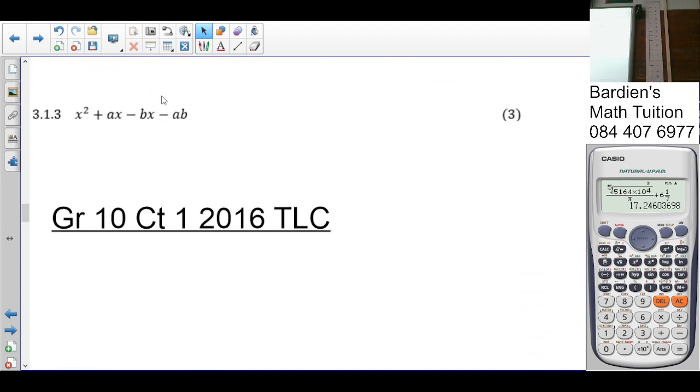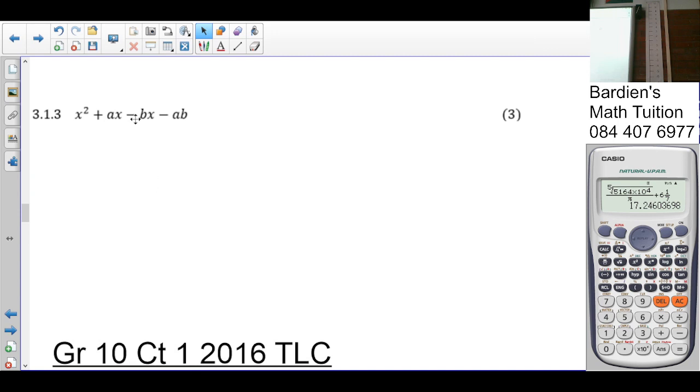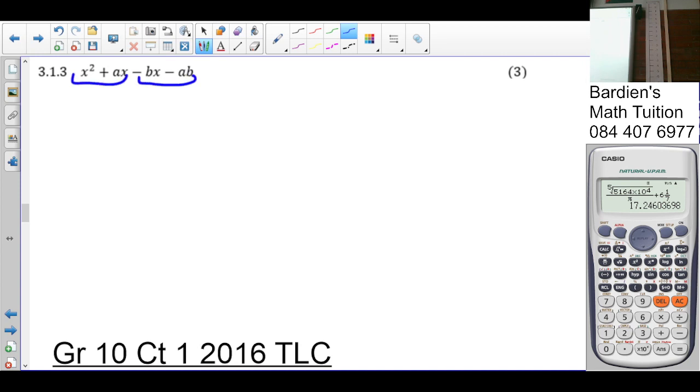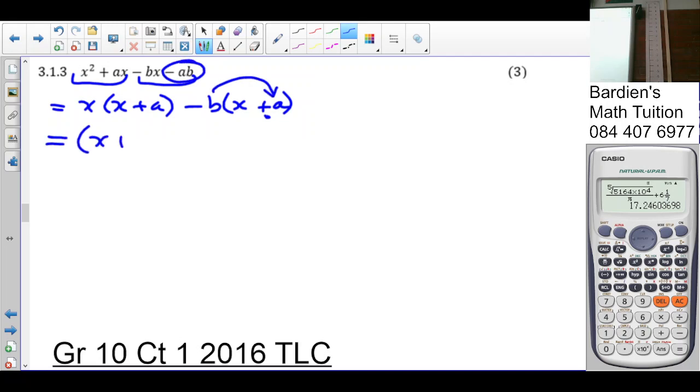The next one, 3.1.3, again factorize. As you can see here, we've got x as a common factor, and left with x plus a, minus b as a common factor, x plus a. Some of you would have put a negative there. Remember, minus b times positive a is minus ab. As you can see that x plus a is a common factor. I'll take that out and left with x. I'll take that out and left with minus b. Okay.